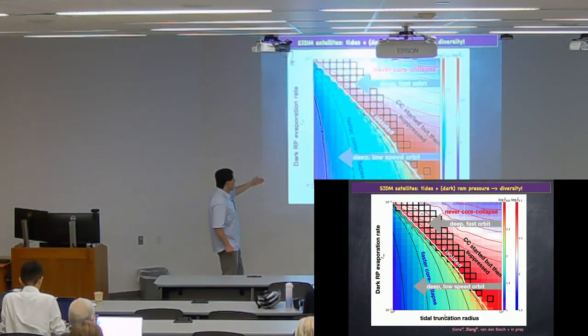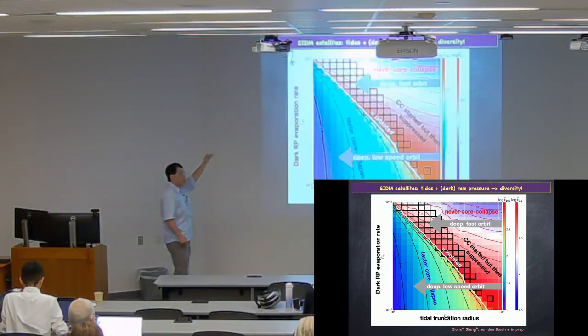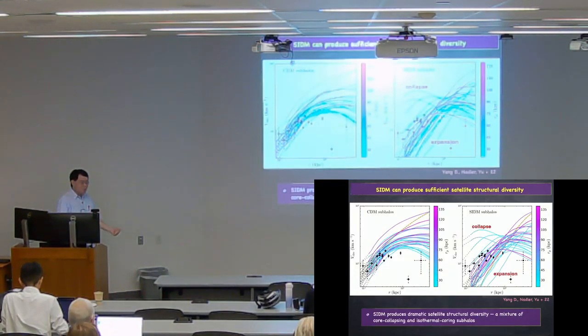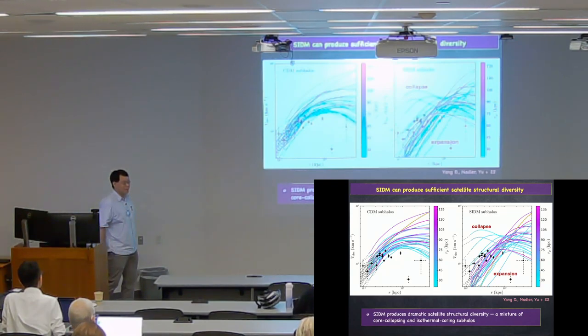If you are on a deep low-speed orbit, you are here. If you are on a deep fast orbit, you are up there. This gives you diversity. And indeed, as simulations show, SIDM is flexible enough that it can produce sufficient structural diversity in satellites. So this is the familiar parameter space.